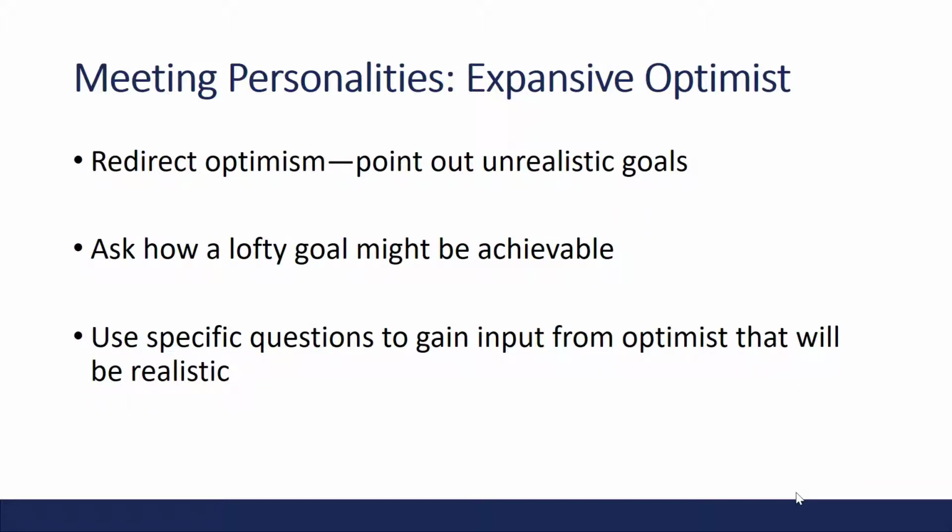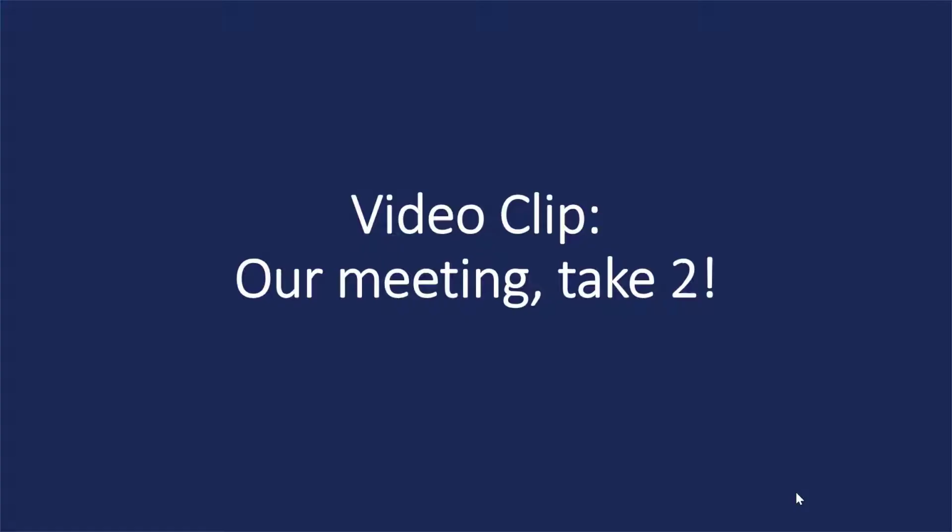For the expansive optimist, you want to be redirecting of that person's optimism, pointing out unrealistic goals. One nice way to do this is say, okay, that's a really great idea, but how can we actually achieve that goal? Or use specific questions to gain input from the optimist that will be realistic. Between option A and B, which do you think is more feasible, better option, and why?